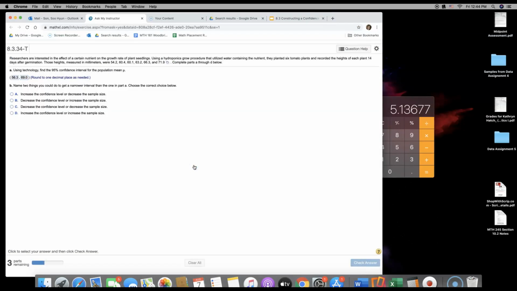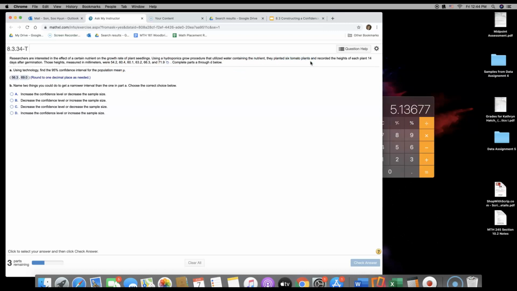Got it. Name 2 things you could do to get a narrower interval than the one in part A. If you want a narrower interval, we should probably increase the sample size. We should get a bigger sample size than just this. Remember, as you increase the sample size, the margin of error will decrease. So that's going to result in the confidence interval getting narrower. So the first thing that I can think of is increasing the sample size. Get a bigger sample than just 6 tomato plants.